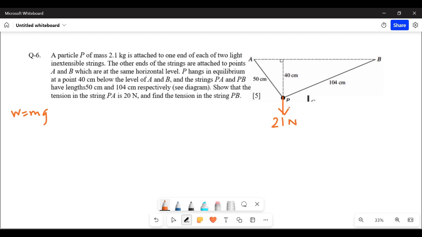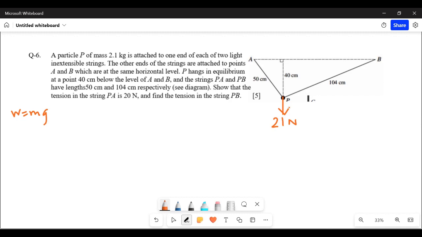The other ends of the strings are attached to points A and B, which are at the same horizontal level. P hangs in equilibrium at a point 40 centimeters below the level of A and B, and strings PA and PB have lengths 50 and 104 centimeters respectively. Show that the tension in string PA is 20 and find the tension in string PB.